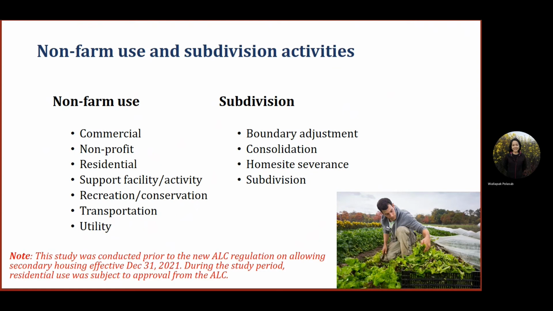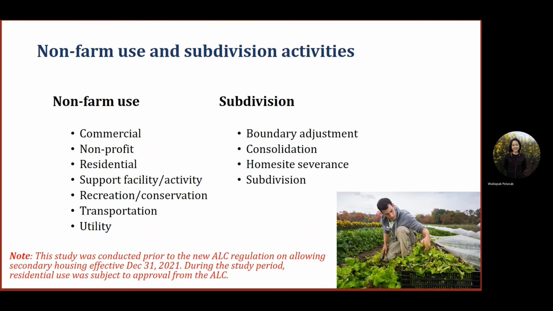And for subdivision activity, we coded them in 4 different types. Boundary adjustment involves 2 or more parcels having their boundary lines adjusted, resulting in different acreage for all the parcels involved. So the number of parcels after this activity is carried out remains the same.